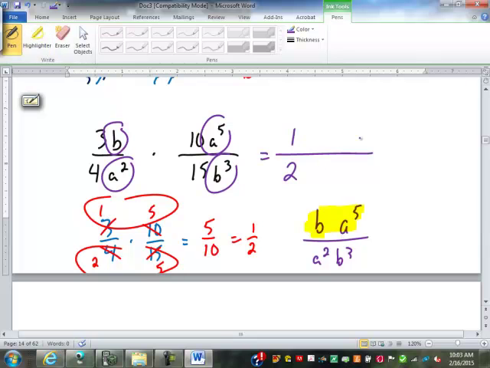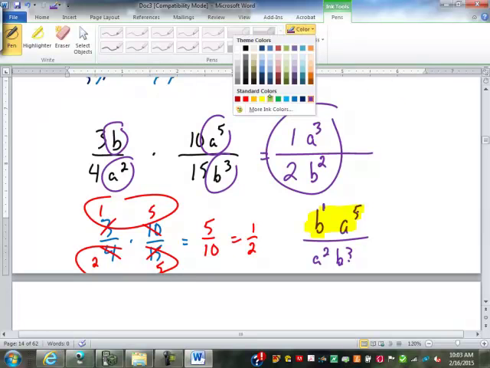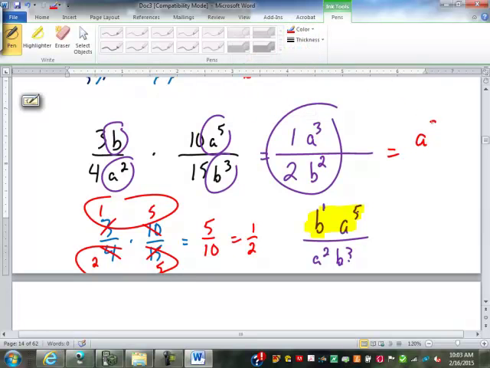Which one's going to go first, A or B? I should use A first, because remember, alphabetical order. Very good. So where's the A going to go, top or bottom? It goes on top because the bigger power is on top. And what's the power going to be? 3. Good. 5 minus 2 is 3. Where's the B going to go? On bottom, because the bigger power was on bottom, and its power will be 2. Good. 3 minus 1 is 2. So there it is, 1a to the third over 2b squared. Technically, we don't even need the 1 on top. We can just make this a to the third over 2b squared. That's our answer. Not so bad.